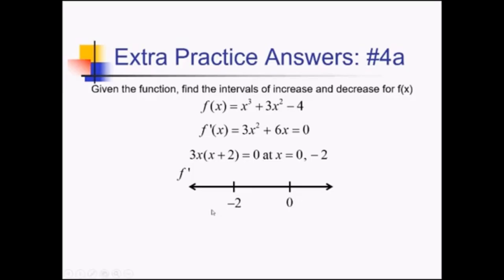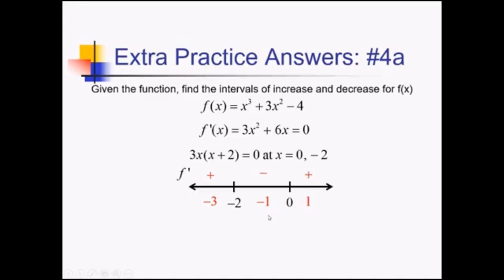So I take a number to the left of negative 2, like negative 3, plug that into f prime here. I'll use the factored version. That's easier to figure things out with. So this is going to be a negative and another negative multiplies to give me a positive. Now a number between negative 2 and 0, like negative 1, that's going to be a negative times, let's see, negative 1 plus 2 is a positive. So negative times positive gives me a negative overall. And bigger than 0, why not just try 1? That's a positive times a positive, which is positive.